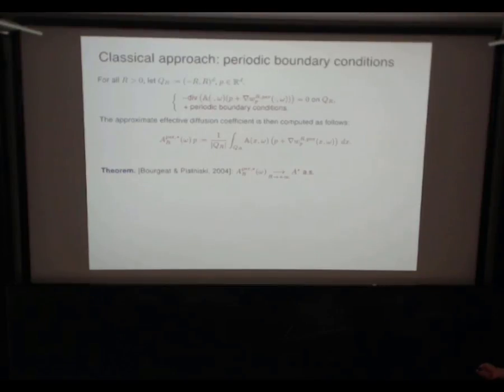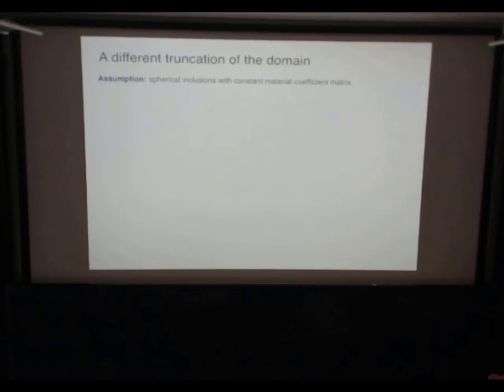And then it is shown that this one is indeed converging as R goes to infinity to A star almost surely. And I should also mention there are optimal error estimates by Gloria and Otto. Okay, so this is, to my understanding, somehow the state of the art.